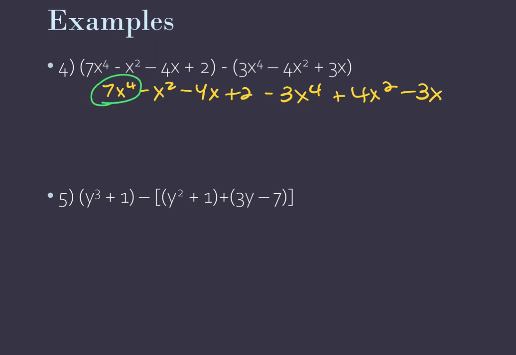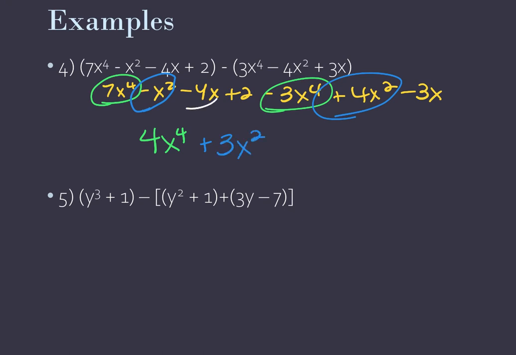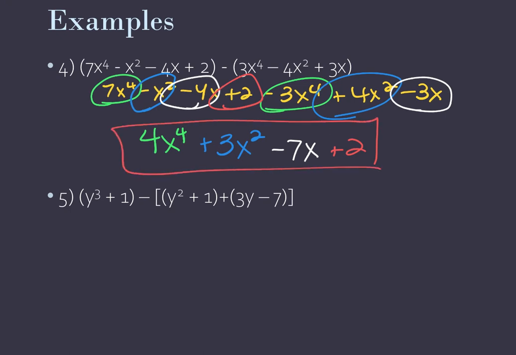So I've got a 7x to the fourth and a negative 3x to the fourth. That's 4x to the fourth. I've got a negative x to the second and a positive 4x to the second. So that's positive 3x to the second. I've got a negative 4x and a negative 3x. So that's negative 7x. And then I've got a positive 2 and not another constant. So that is the only constant that gets listed. Questions on that one? Okay.